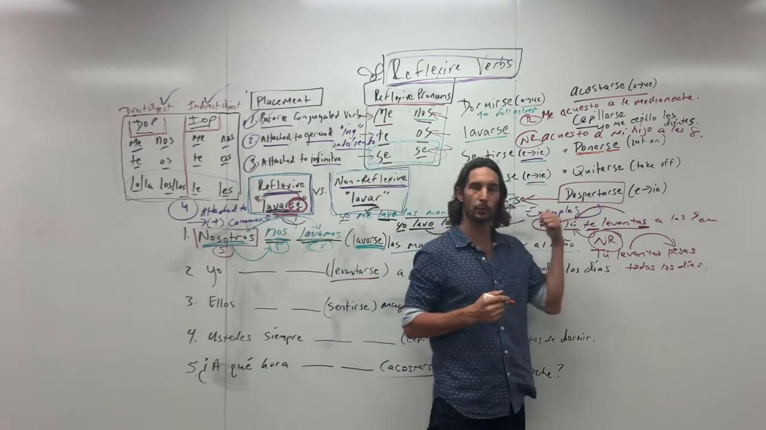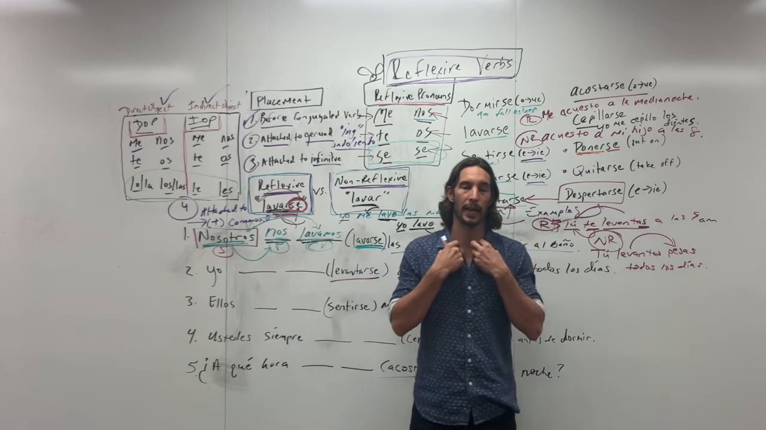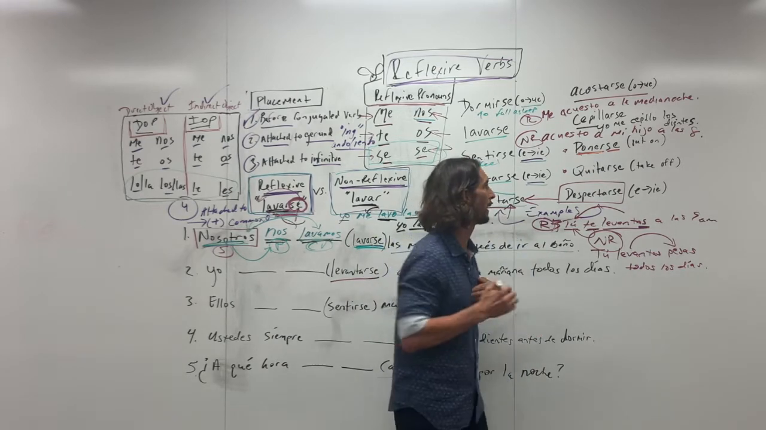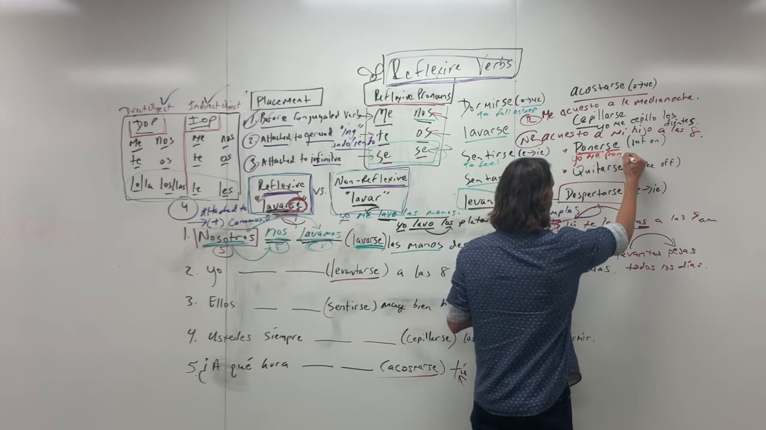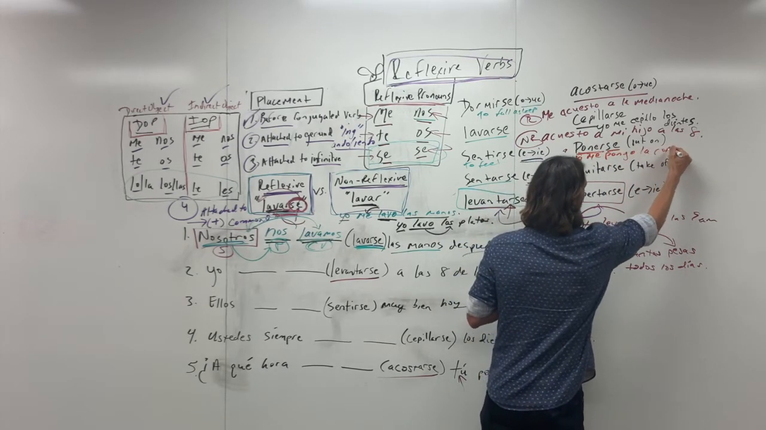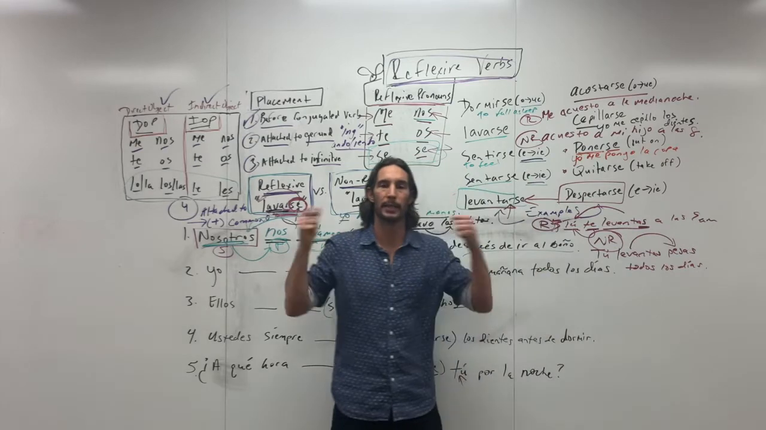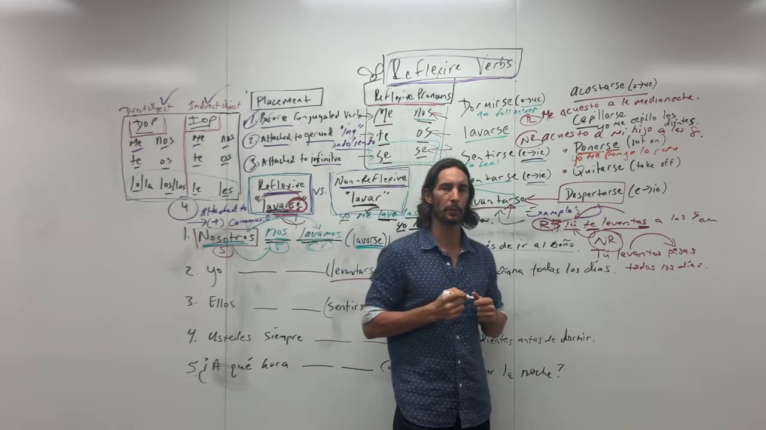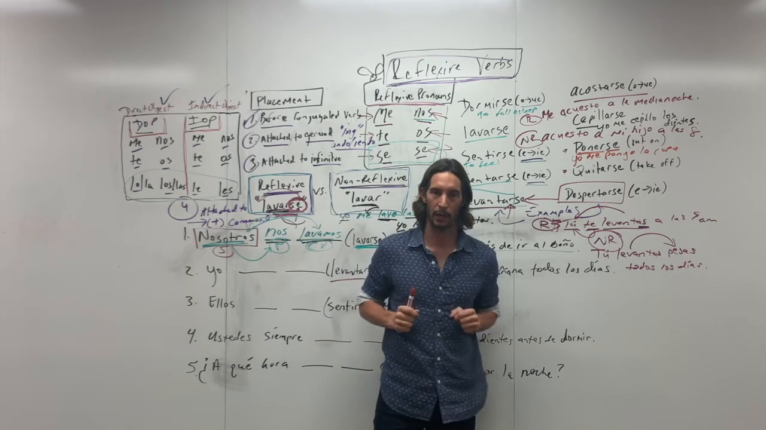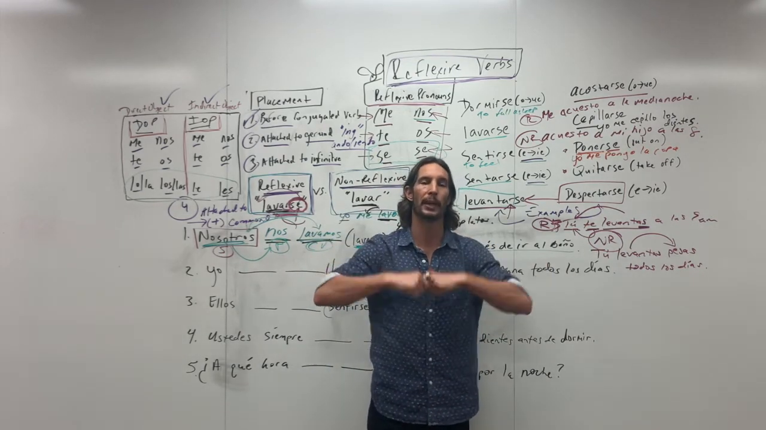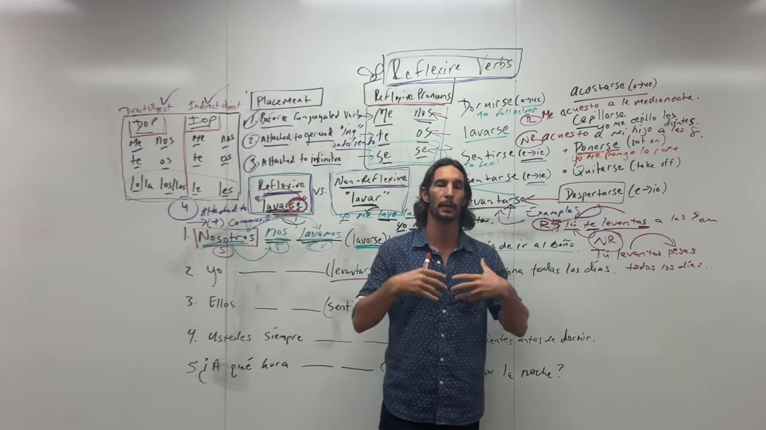If you want to make this reflexive, you then can say, me pongo la ropa, right? Yo me pongo la ropa. I'm putting myself on the clothes. I know that sounds weird, but that's how it's done reflexively. So, tú te pones la ropa. Nosotros nos ponemos la ropa, right? We put the clothes on.